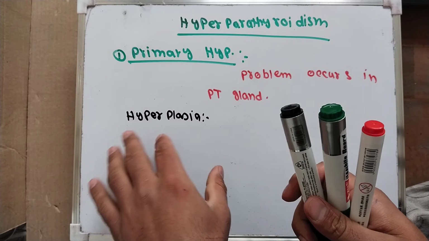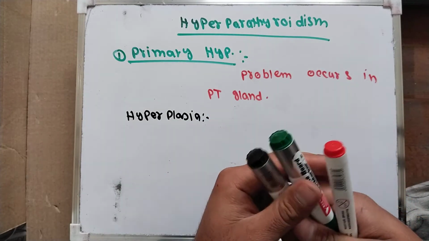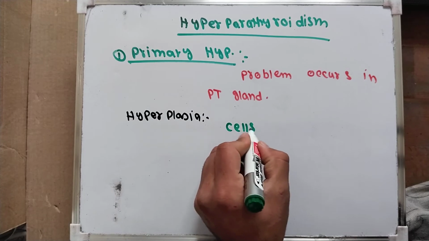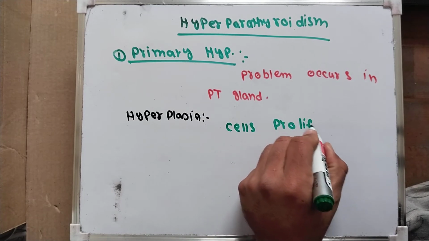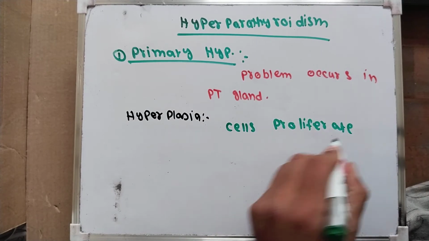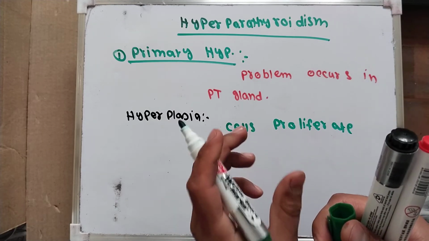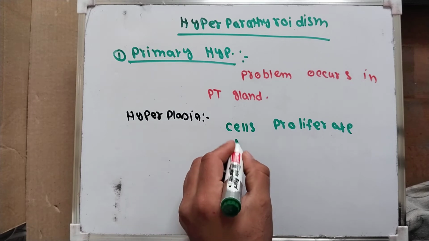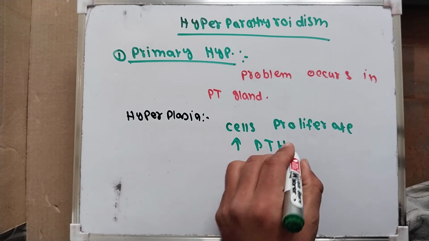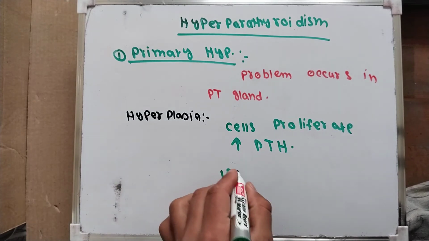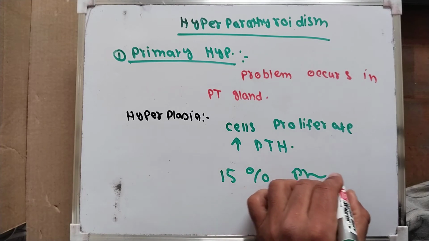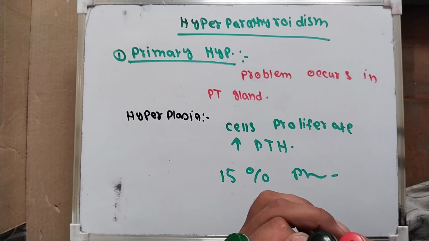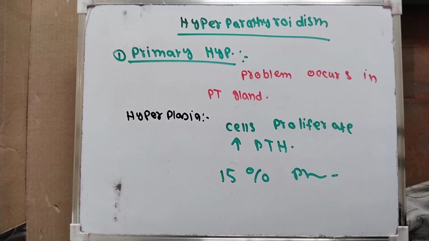The second form is hyperplasia. In this case also the proliferation of cells occurs. Cells proliferate, and a large number of cells are produced, and these cells produce an increased concentration of parathyroid hormone. This makes up 15% of primary hyperparathyroidism. It means that 15% is contributed by hyperplasia.